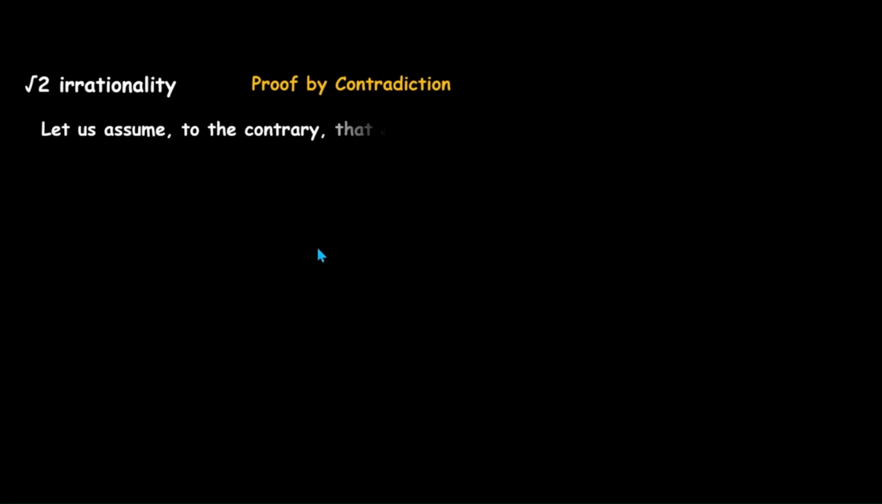Now let us start proving root 2 to be an irrational number. The method that we are going to use is proof by contradiction. This method involves starting with an assumption which is quite opposite to what we are trying to prove, and finally proving that our initial assumption is wrong. Here we are trying to prove root 2 to be irrational. So on the contrary, let's assume that root 2 is a rational number.